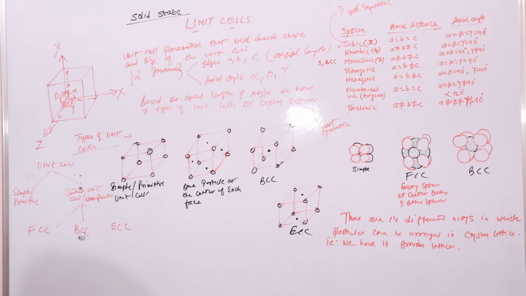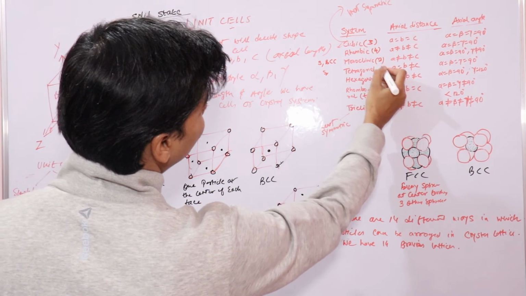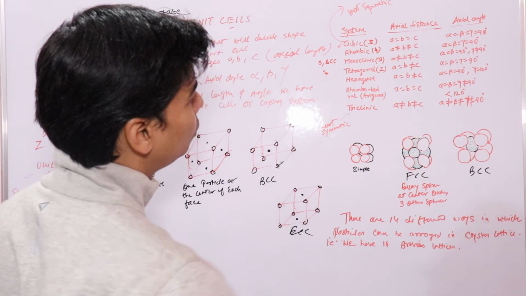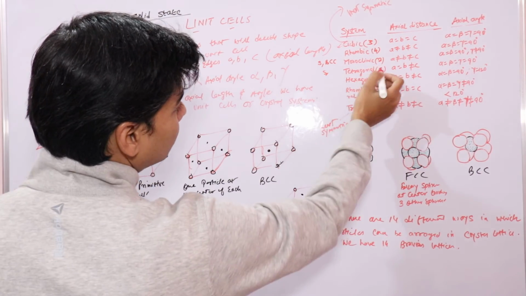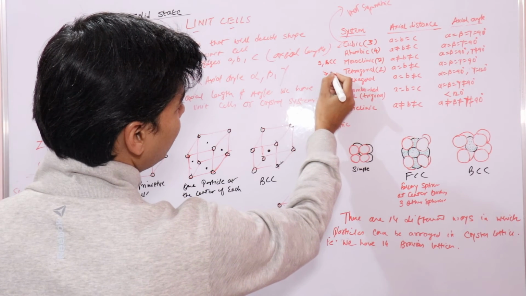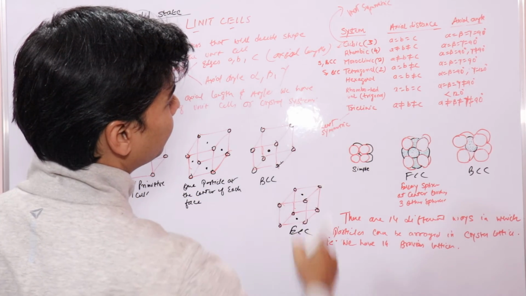Now if we talk about tetragonal, tetragonal has simple and body centered again. Tetragonal also has 2 crystal lattices: simple, and BCC, body centered.